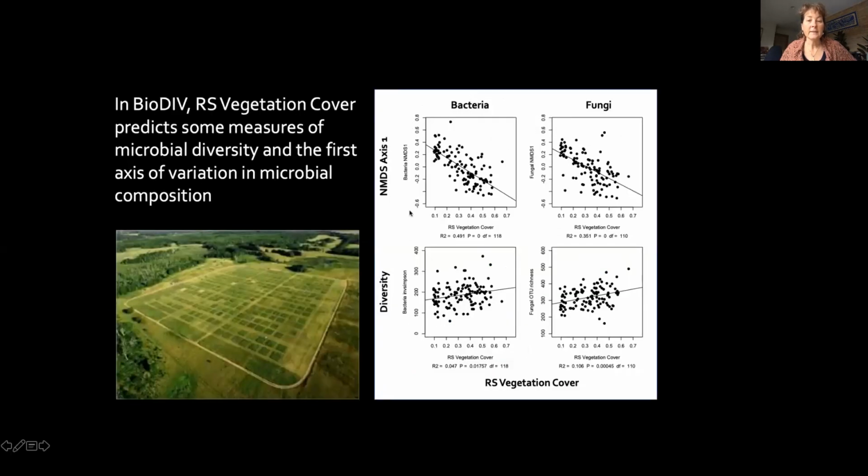In BioDiv, the productivity of the remotely sensed vegetation cover also strongly predicted the community composition of the bacteria and the fungi below ground, and weakly predicted their diversity. And we just had this information for BioDiv, we didn't have it for Wood River.